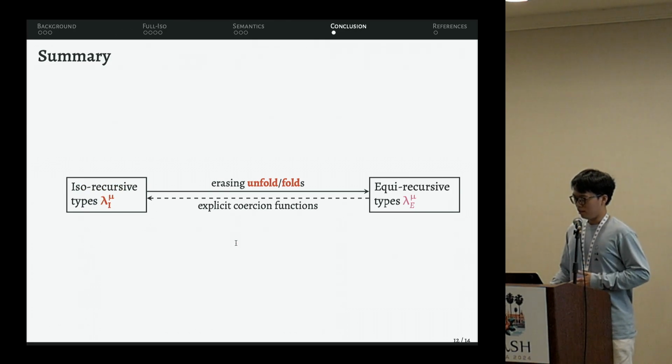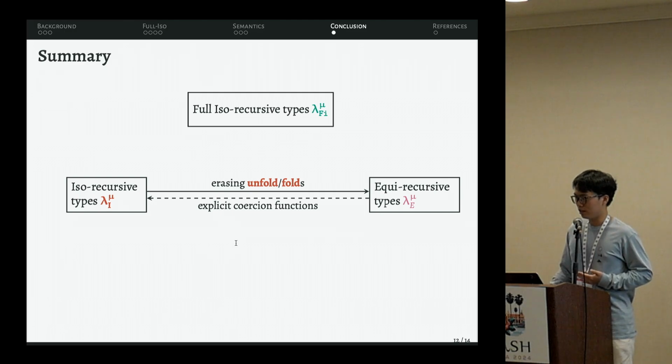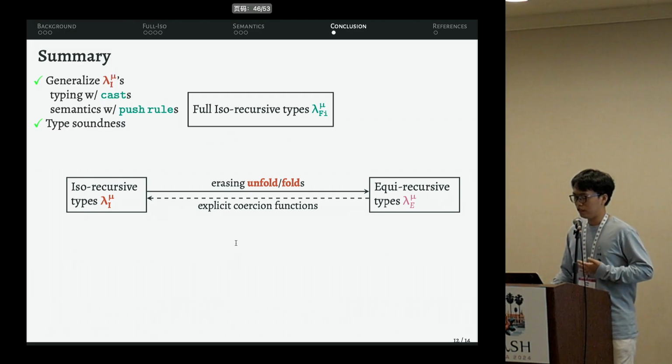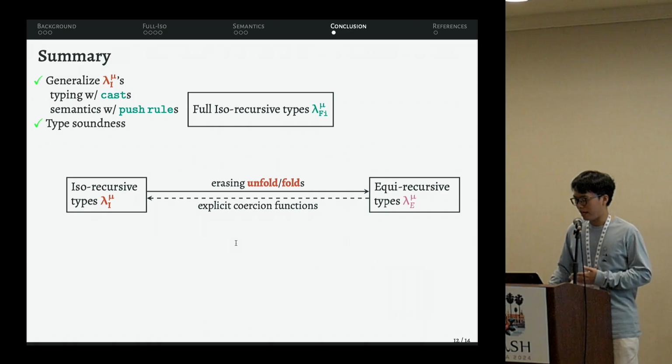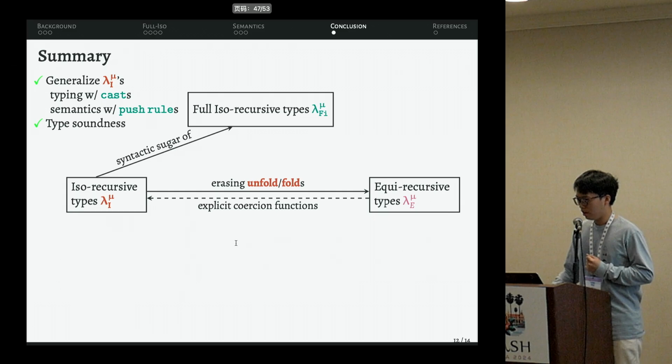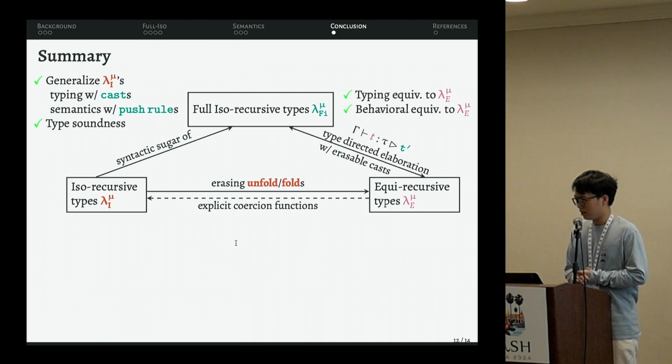To summarize, in this paper, we propose full iso-recursive types as a new formulation that generalizes the iso-recursive type system with cast operators, and we extend their semantics with the push rules, and we prove type soundness of the system. And with that, iso-recursive types are just syntactic sugar in a full ISO type system. And by defining a type-directed elaboration rule that generates erasable casts, we show that our type system is equivalent to the equi-recursive types in terms of both typing and behavior. And all our results are mechanized in Coq.